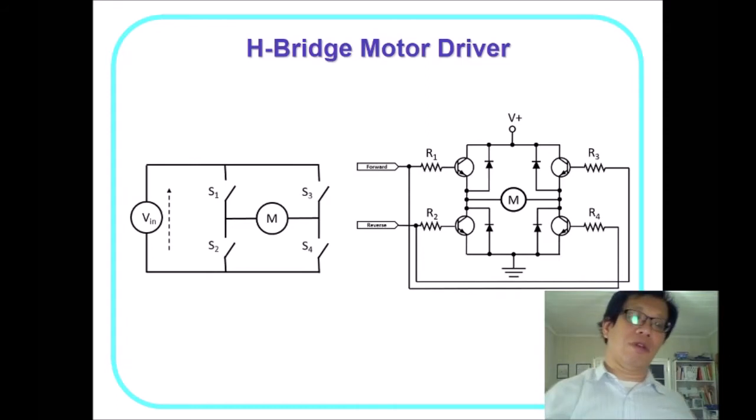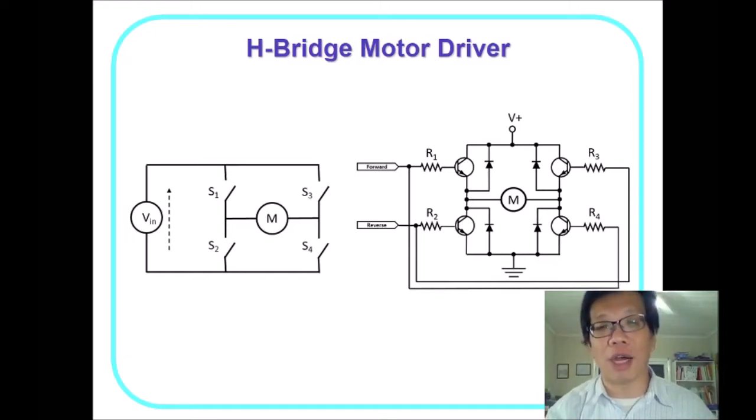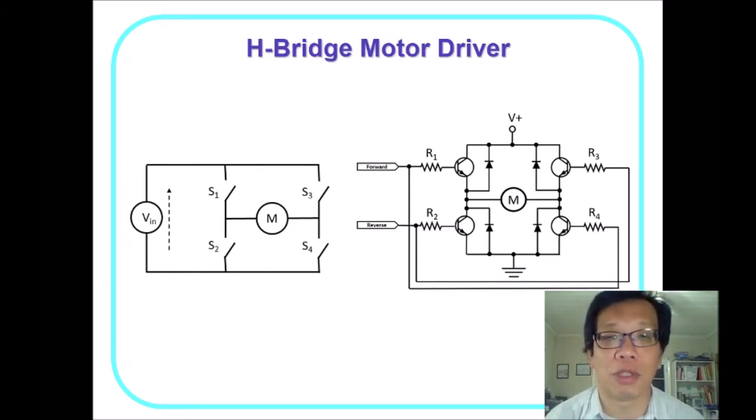Okay, so that is amplifier. An operational amplifier in the previous page is good for dealing with analog signals, but sometimes we are required to do other things. This one over here is H-bridge. H-bridge is one device that is going to control the rotating direction of our motor.